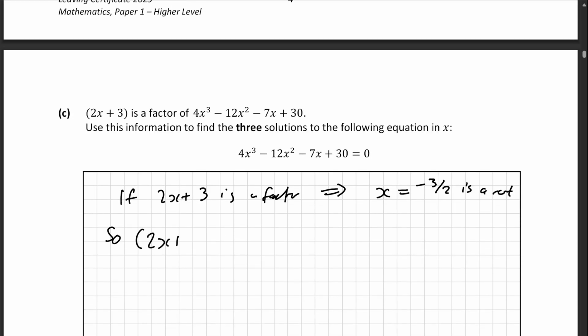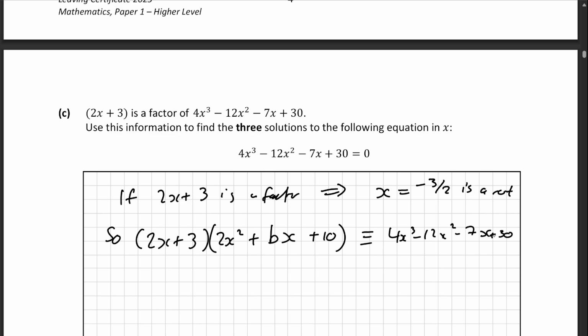So 2x plus 3 times... Now we want a 4x cubed, so the only way to get that is with a 2x squared. Plus bx. Now 3, the only way to get that is a plus 10 equals to 0. So when we expand this out, we have to equate coefficients. So instead, I'm actually going to say this is identical to 4x cubed, take away 12x squared, take away 7x plus 30.